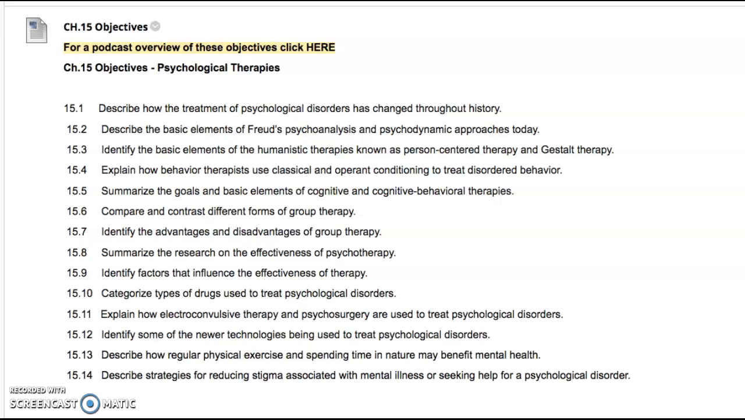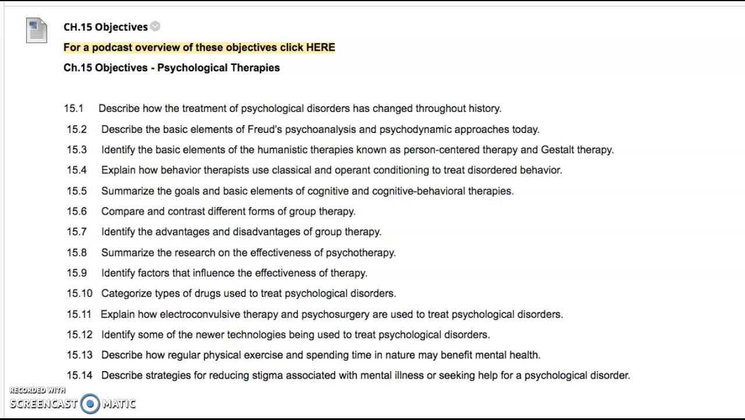And these types of therapies work specifically better with some illnesses than others. So you'll learn about sort of what types of illnesses both psychoanalysis and humanistic therapies might treat. Then you'll explain how behavior therapists use things like classical and operant conditioning to treat disordered behavior. So that's in the behavioral treatment.